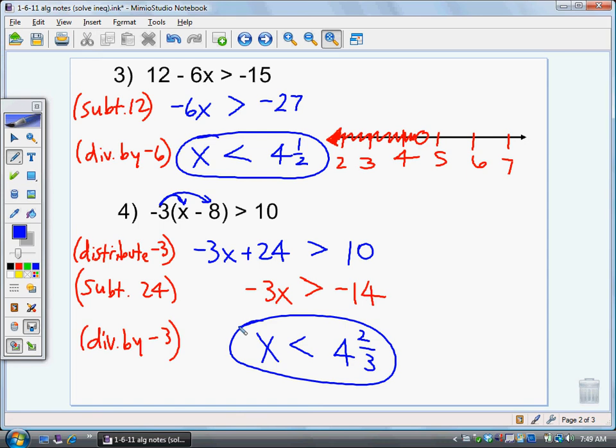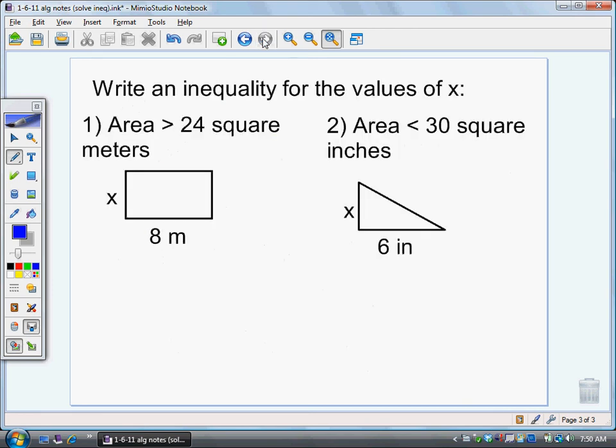All right, so solving inequalities is just like solving equations, except anytime you multiply or divide by a negative, you have to switch the inequality symbols. And now here are a couple of word problems where it says to write an inequality for the values of x.